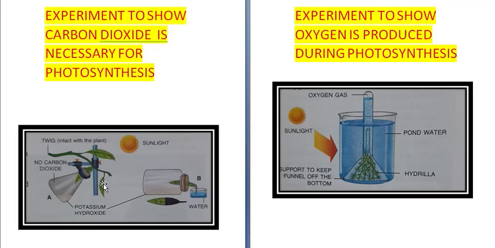Next experiment is to show that oxygen is produced during photosynthesis. In this you will have to take some aquatic plant like Elodea or Hydrilla in a beaker containing water and cover it with a funnel. See here, there is a short stem funnel with which you have covered it. Invert a test tube full of water over the stem of the funnel, because the beaker is also containing water. Place the apparatus in the sun.